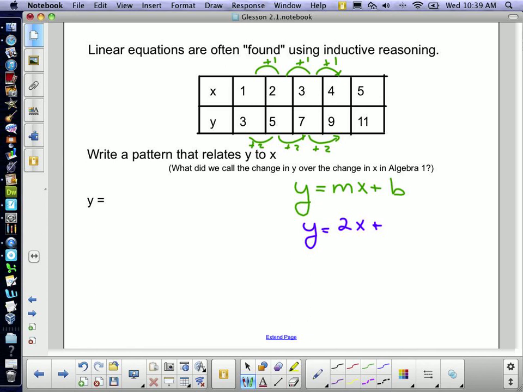So let's work our pattern backwards. If this is 0, what's this going to be here? 2. What are we doing each time? We're going to subtract 2 each time, right? We subtracted 1 this time, so here I have to do minus 2, so 3 minus 2 is 1. And I've got an equation, a linear equation based on inductive reasoning.